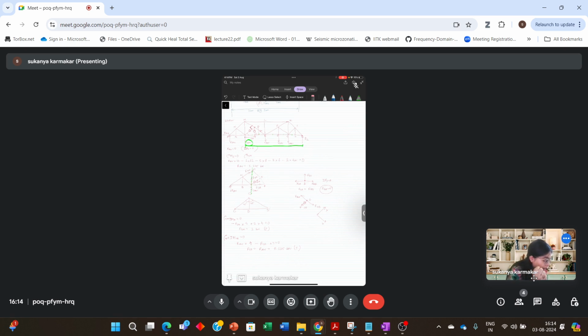So for the equilibrium of this joint D, for the horizontal equilibrium, FCD is equal to FDE. The forces will be equal in magnitude and opposite in direction. But for the vertical equilibrium, there is no external force acting at that point. So the only force is the force in the member DO, which is equal to 0. So for the sake of completion, I'll draw the truss once again and we'll mark the zero force members in this truss.